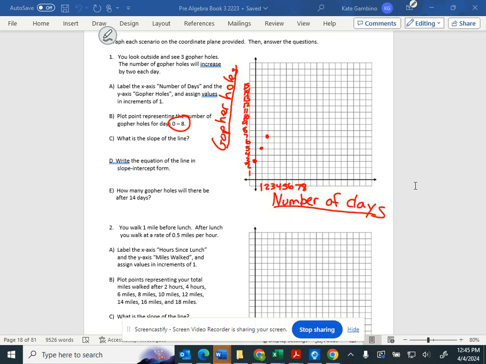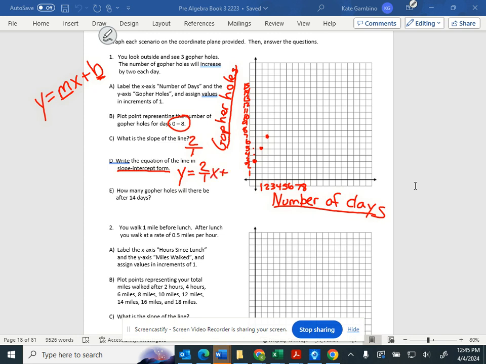Okay? 2 over 1. Because remember that slope is the rise over the run. Now I need to write the equation of the line in slope-intercept form. So remember that slope-intercept form, y equals mx plus b. Do I know what the m is? Yeah. Do I know what the b is? Yes. So if I have y equals, what's my slope? My m is my slope, 2 over 1 times x plus what?